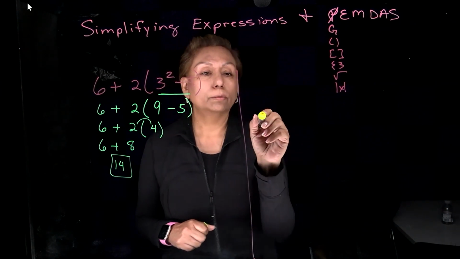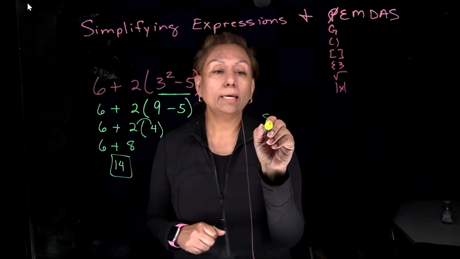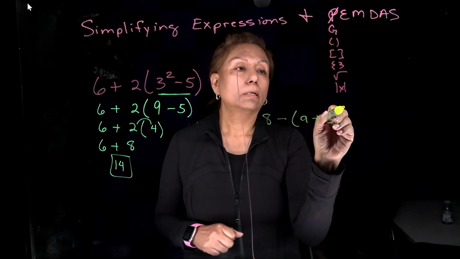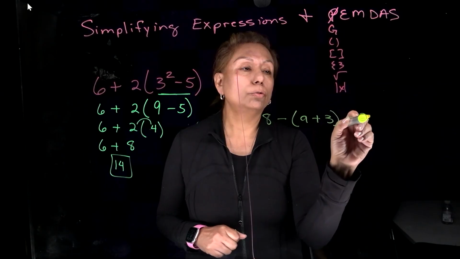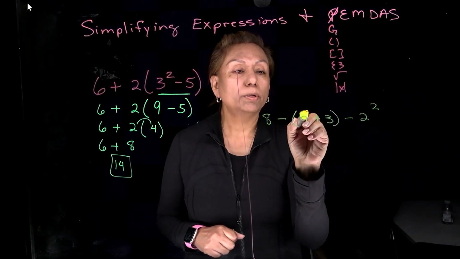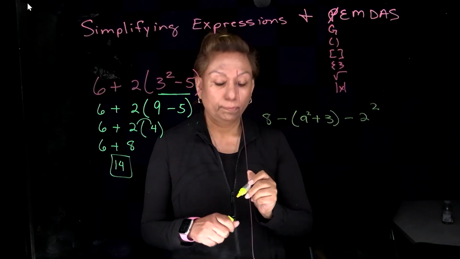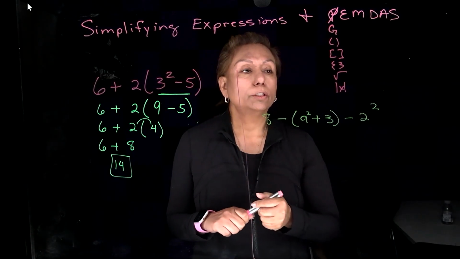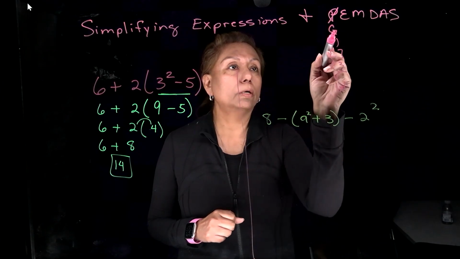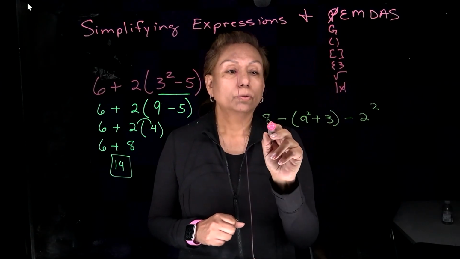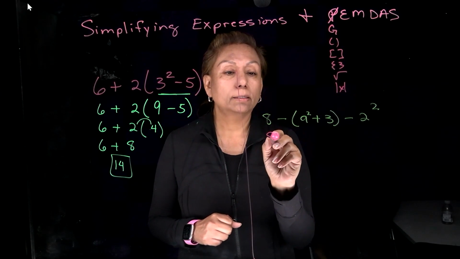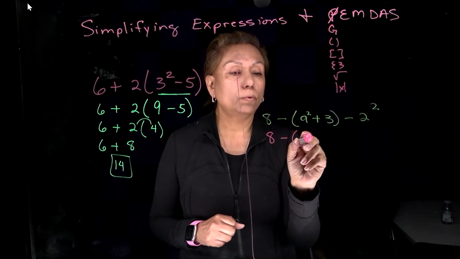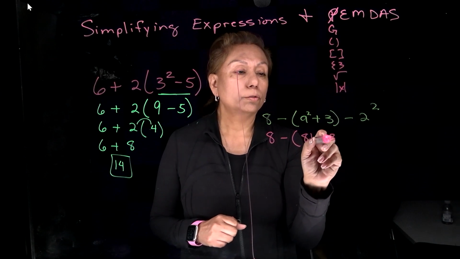So let's try another one. We'll do 8 minus 9 plus 3 minus 2 squared, and we'll put another squared inside here. All right, so here we go. We're doing GEMDAS. We do grouping symbols, so we keep the 8. We do 9 squared, 9 times 9, 81, plus 3.